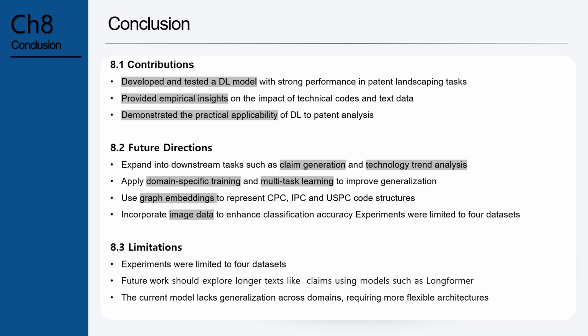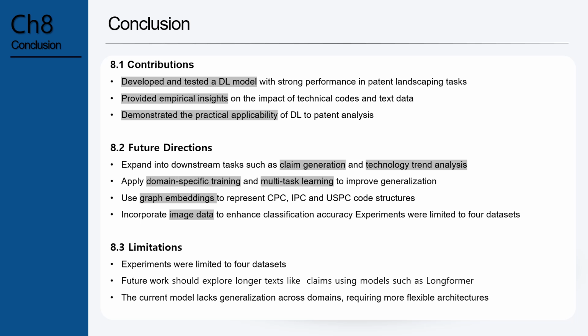Here is a summary of the paper's main contributions, future directions, and limitations. For contributions, the authors developed and tested a deep learning model that performed well in patent landscaping tests. They also provided empirical insights into how technical codes and text features affect model performance. Finally, the study demonstrated the practical applicability of deep learning to real-world patent analysis problems.